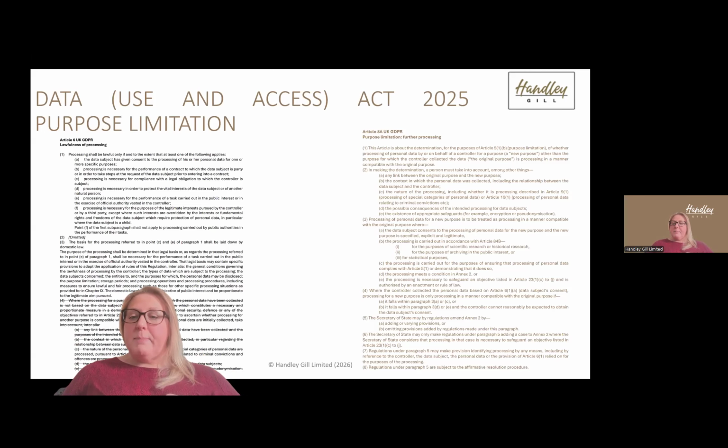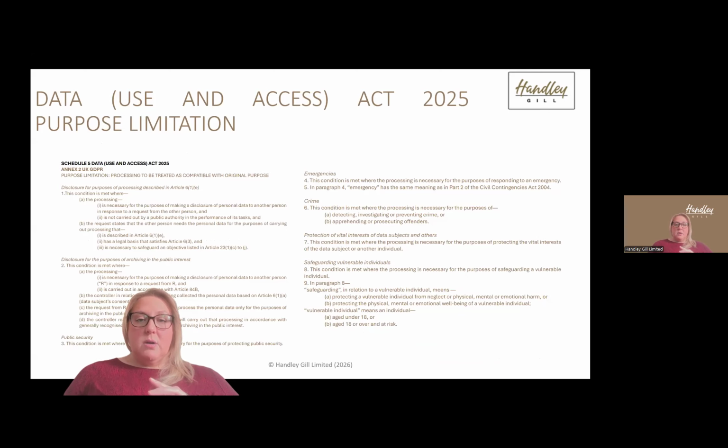The processing is carried out for the purposes of ensuring that processing of personal data complies with Article 5.1, the first data protection principle, or demonstrating that it does so. The processing meets a condition in Annex 2, I'll come back to that in a second. The processing is necessary to safeguard an objective listed in Article 23(1)(c) to (j), and is authorised by an enactment or rule of law, and those are broadly the things reflected here in our Annex 2, national security as well, those kinds of things.